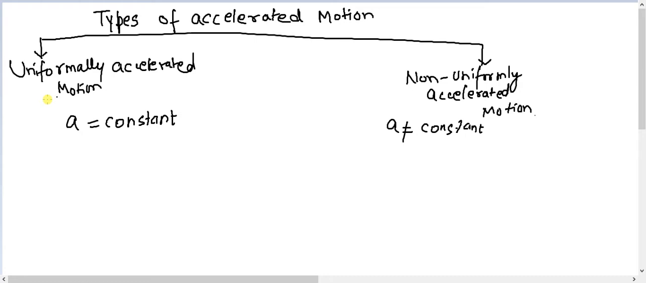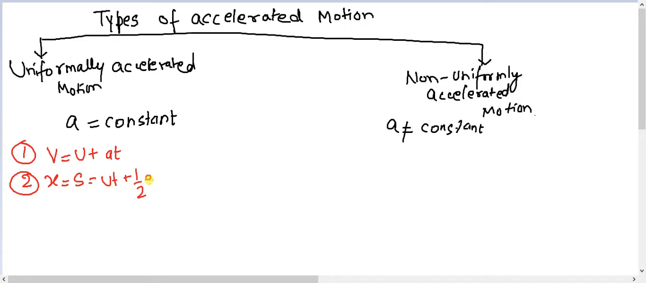What kind of equations we can use in uniformly accelerated motion? There are three equations that we generally use for non-uniformly and uniformly accelerated motions. For uniformly accelerated, the first equation that we can use is v equals u plus at. Second, s, or you can say x, equals ut plus half at square. Third, v square minus u square equals 2as.